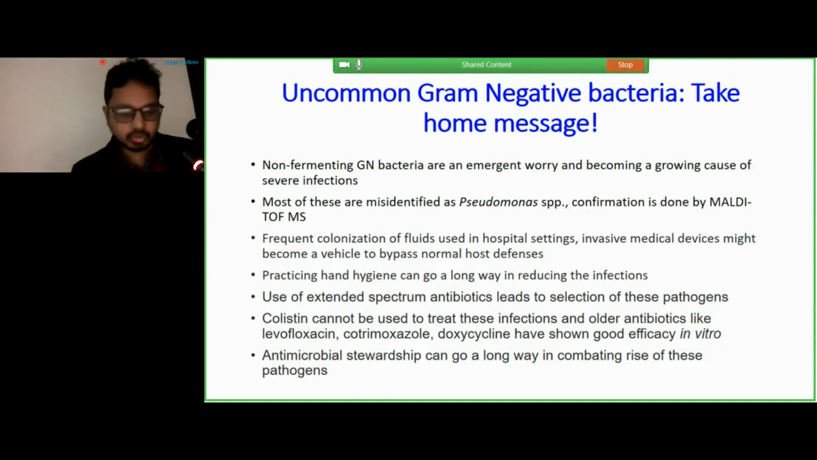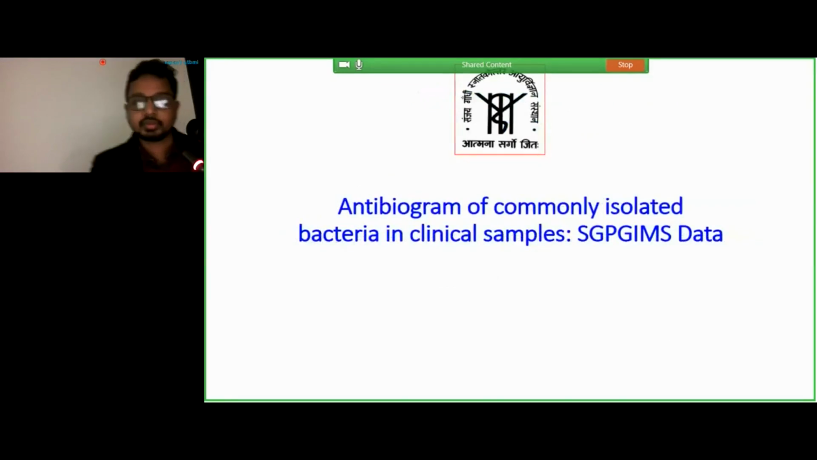So this was all about the uncommon gram-negative bacteria. I will be covering the common gram-negative bacteria. We are living in a world of paradox because we have already seen that these uncommon bacteria are resistant to the extended spectrum antibiotics like colistin and carbapenems, so they are increasing. However, the common bacteria like Klebsiella, E. coli, are resistant to the older antibiotics, and they mainly respond to the last line antibiotics like colistin and carbapenems. So, I will be covering the antibiogram of commonly isolated bacteria, our data.